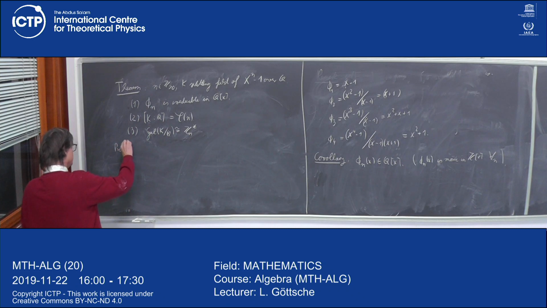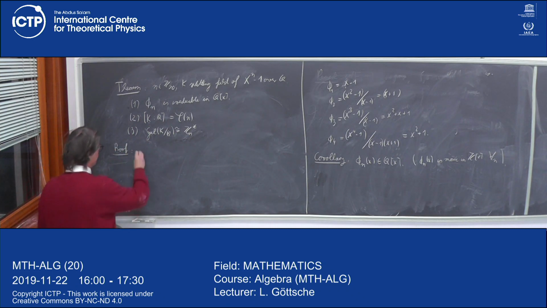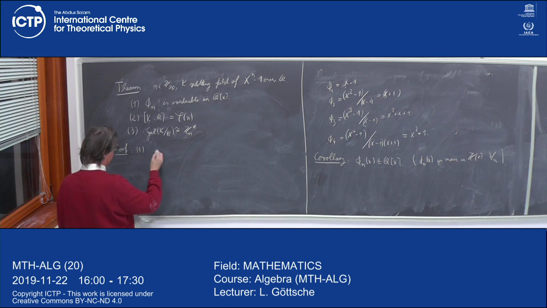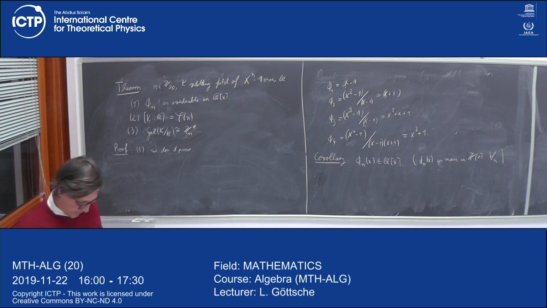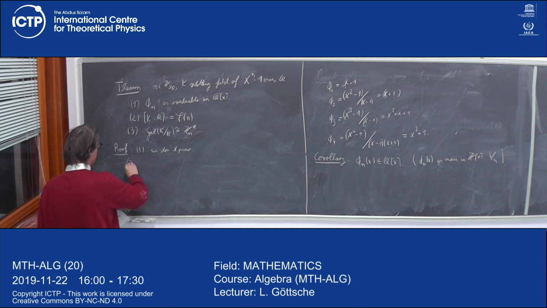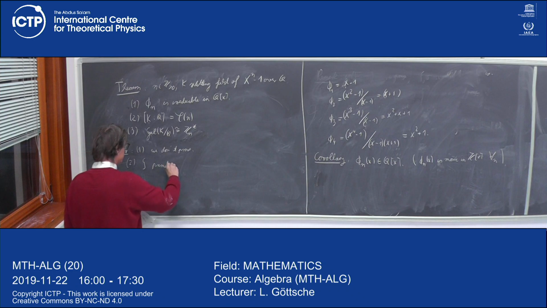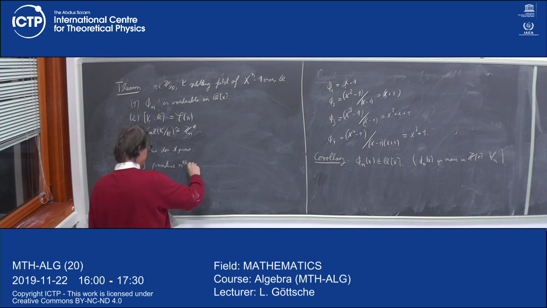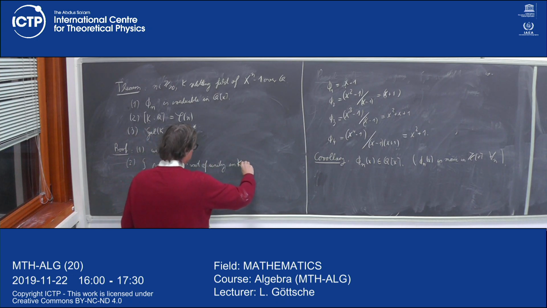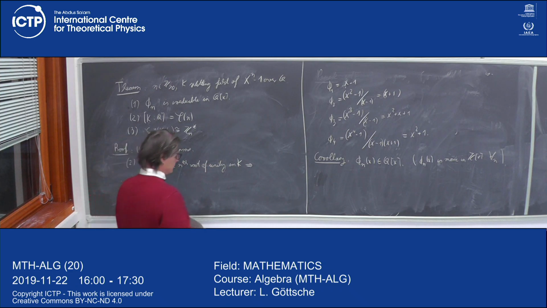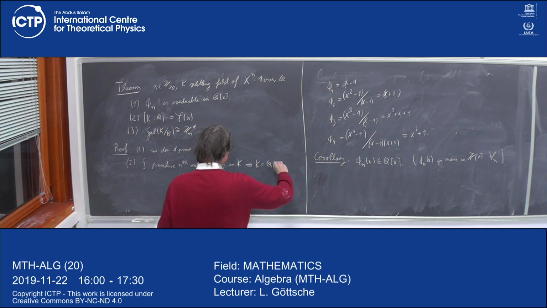So one we don't prove. We assume it for the rest. So then 2 becomes obvious, no? Because we have that theta is a primitive nth root of unity in K, then it follows that K is just equal to Q of theta.